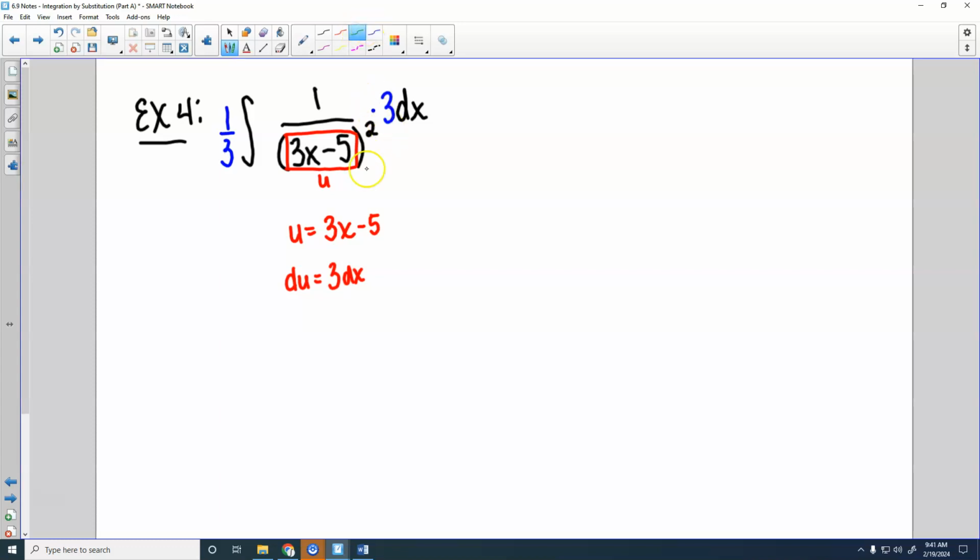So now, we've got the u right here. This stuff right here is our du. We're going to substitute. So we've got 1/3 integral of 1 over u squared du.